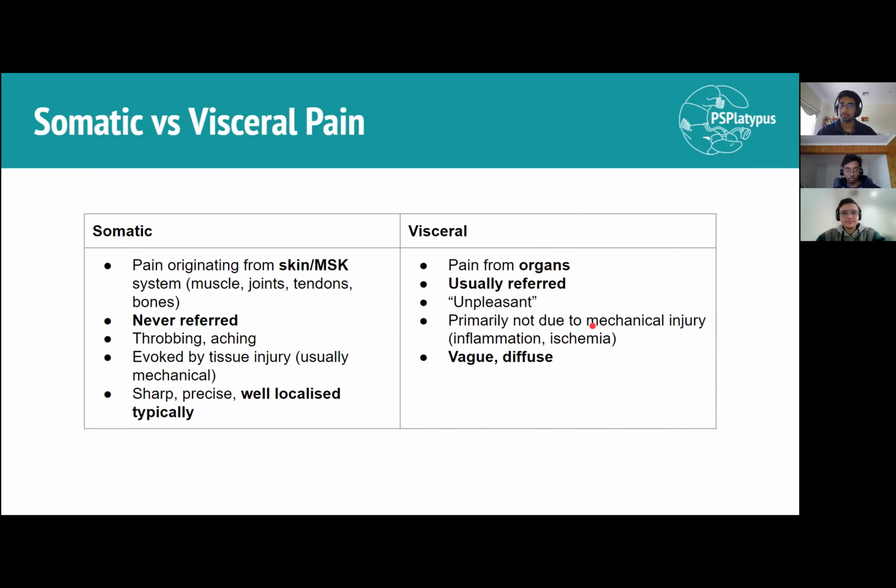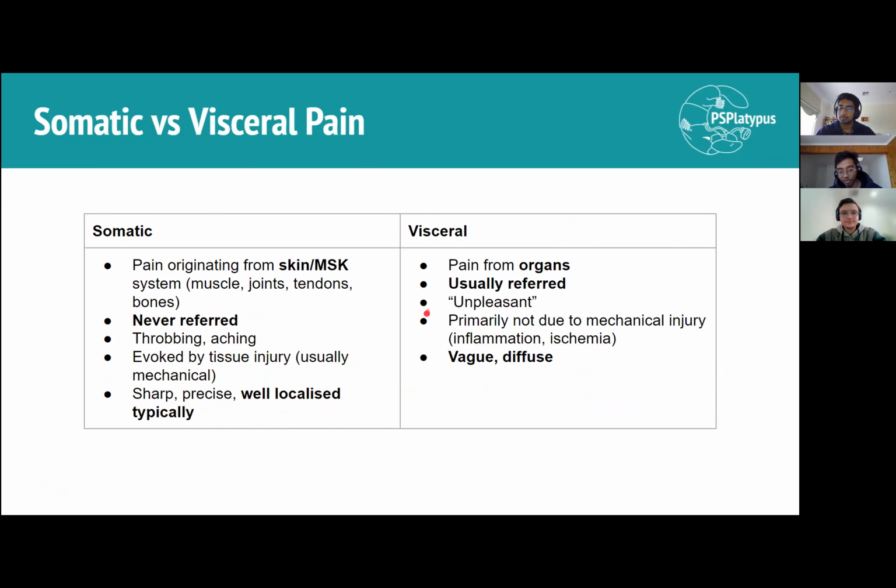All right, so very quickly, there are two different types of pain: somatic pain and visceral pain. Somatic pain refers to pain originating from the skin or musculoskeletal system. It's really like when you get stabbed or poked. It's never really referred, and it's aching and throbbing on the surface. It's typically evoked by mechanical tissue injury. It's sharp, precise, and well localized.